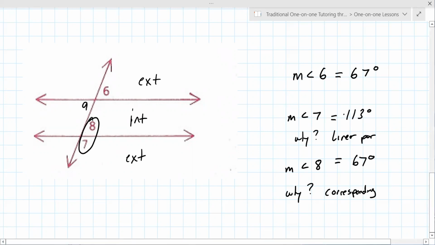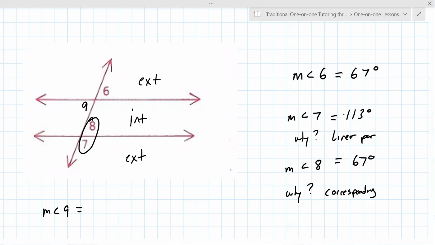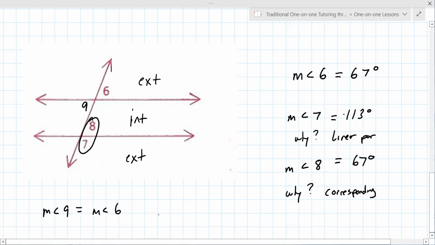So let's say I wanted the measure of angle 9. Which one is that the same as? There's a couple of possibilities. The same as 6. Okay, I agree with that. Now, what's the reason for that? Why are those two angles congruent?